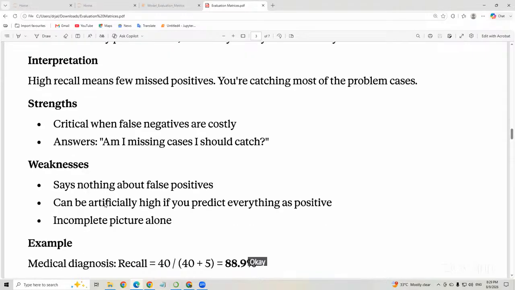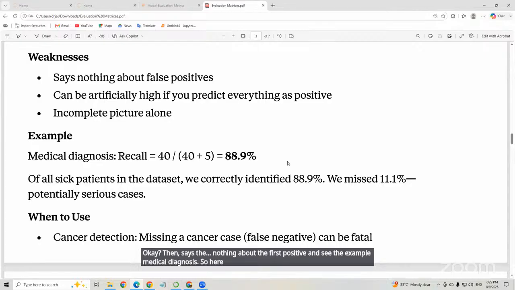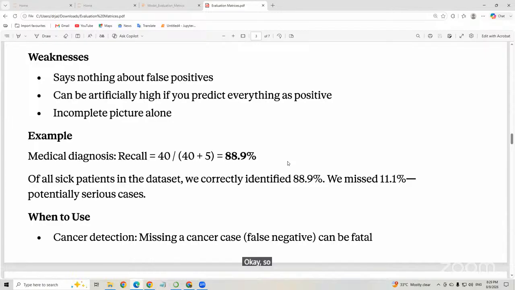Then the weakness is that it says nothing about false positives. See the example, medical diagnosis. Here we have recall of 88.9%. So if it is 88.9%, then what?